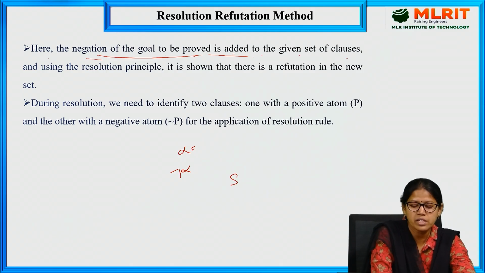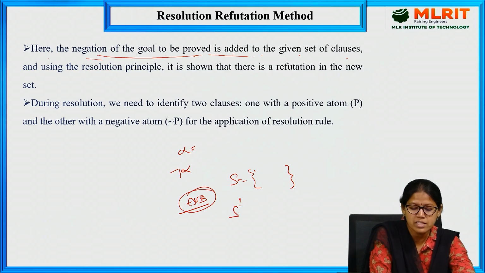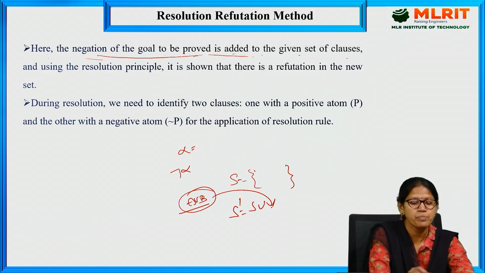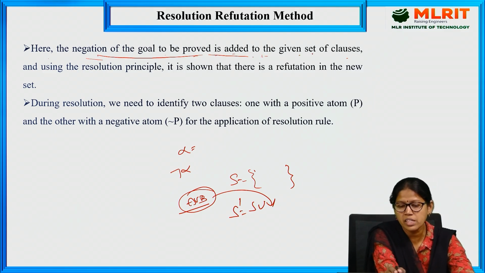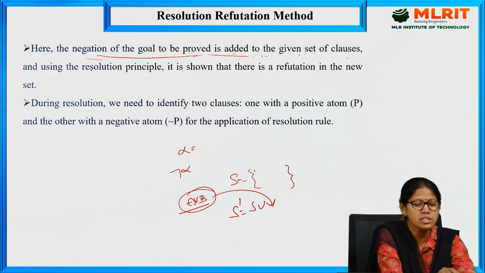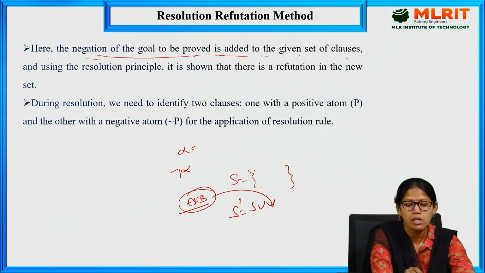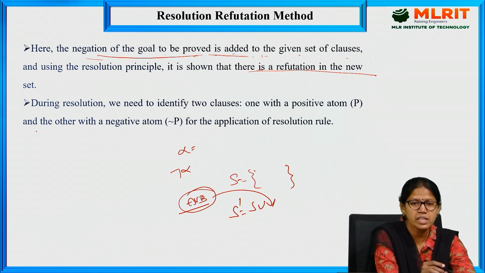For example, there is a set S given and they have asked that some A or B needs to be proved. Then we have to add its negation to S, forming S dash, which is S union the given value. Let's see: the negation of the goal to be proved is added to the given set of clauses, and using the resolution principle we derive a refutation in the new set. We'll see this in the next example.